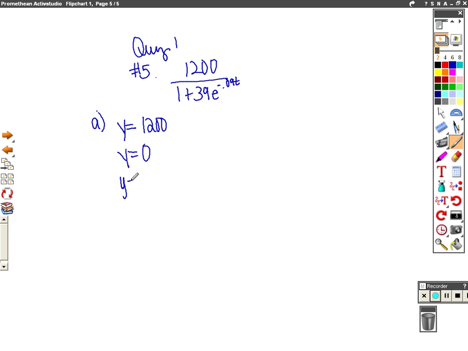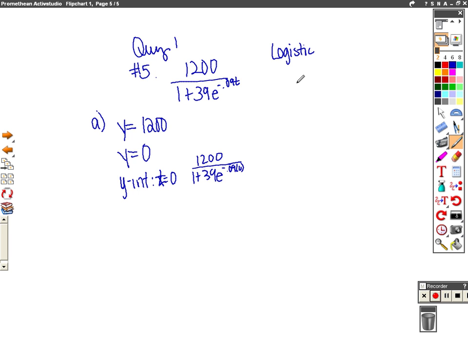I also have to have the y-intercept. What do I know about the y-intercept? That x equals 0. So when I plug in, or t for that matter in this question, 1200 over 1 plus 39 e to the negative 0.09 times 0. A lot of you made the big mistake of just saying, oh, well, 39 is in front of the e, so that's the initial value. That's the initial value for just an exponential function. This is a logistics function, so it's just a little different.